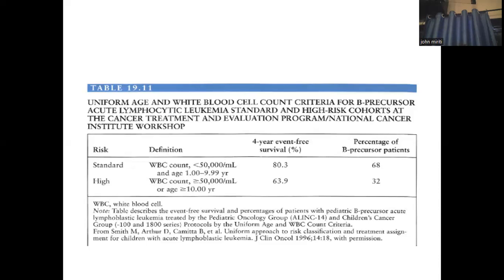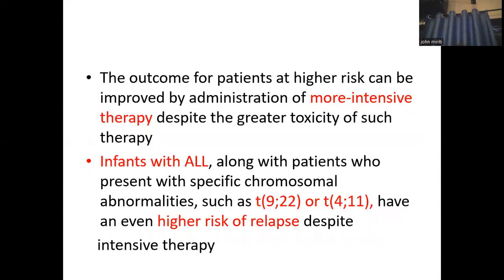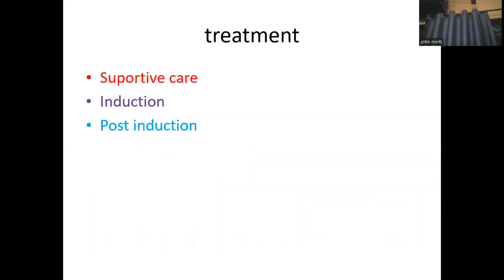So the outcome for patients at high risk can be improved by administration of more intensive therapy despite the greater toxicity of the therapy. Infants with acute lymphoid leukemia, along with patients who present with specific chromosomal abnormalities such as t(9;22) and t(4;11), have a very high risk of relapse despite intensive therapy.